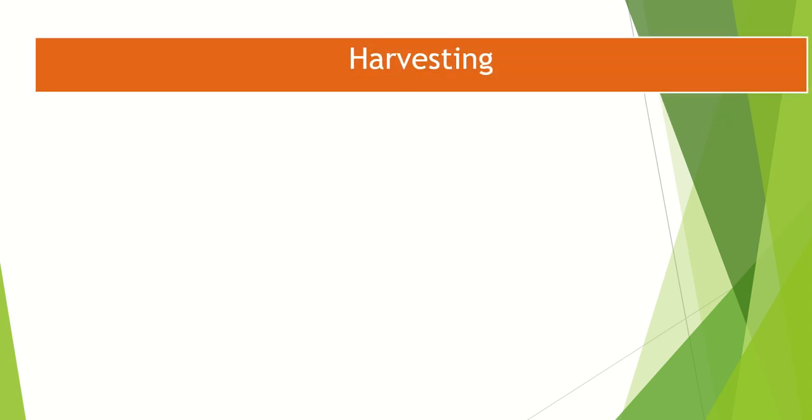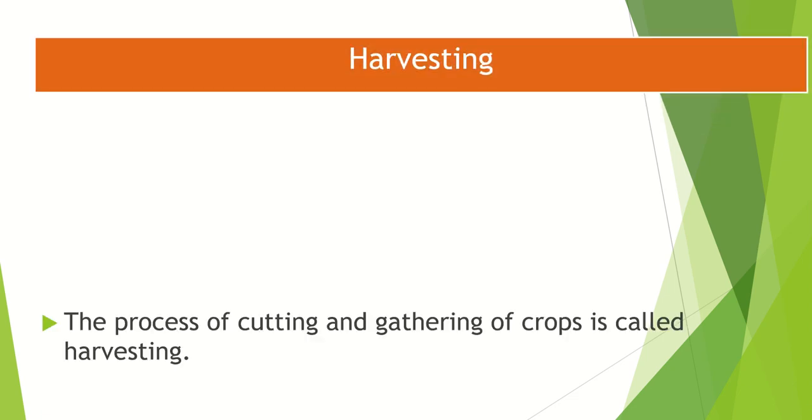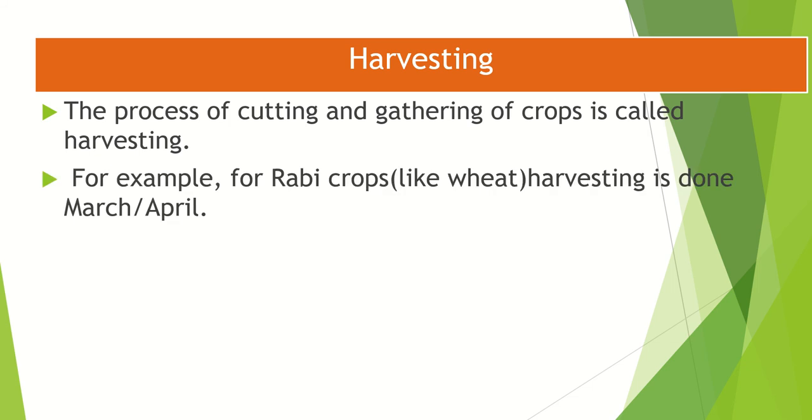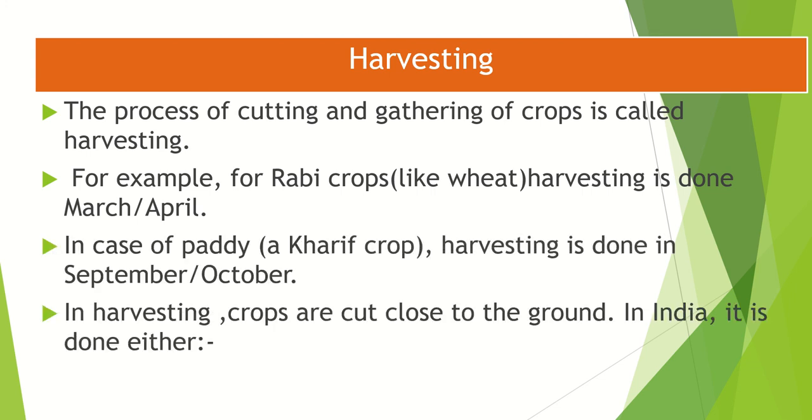Next one is harvesting. The process of cutting and gathering of crops is called harvesting. For example, for rabi crops like wheat, harvesting is done in March or April. In case of paddy, that means kharif crops, harvesting is done in the month of September or October. In harvesting, crops are cut close to the ground.